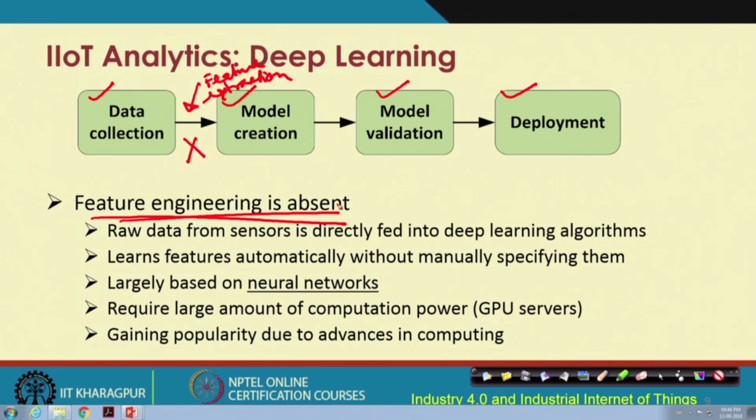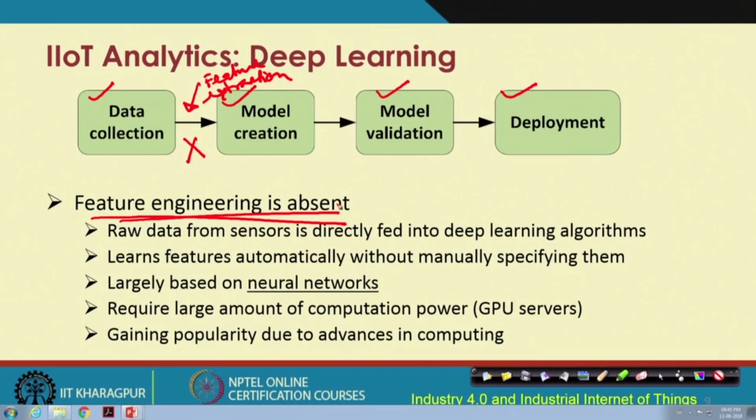Essentially, the raw data from the sensors are fed into these deep learning algorithms, and from that, different features will automatically get learned without manually specifying those features, which used to happen in the case of machine learning. So, learning different features automatically without manually specifying them, this is basically deep learning.